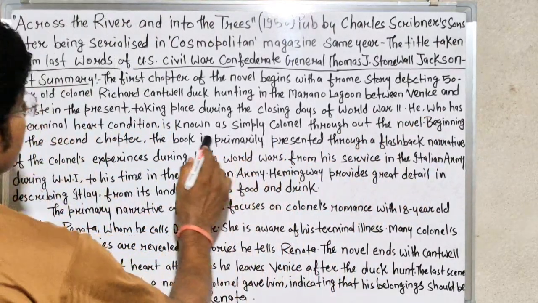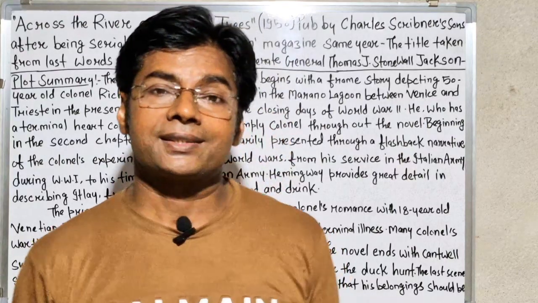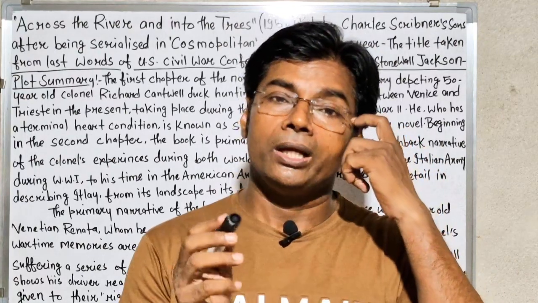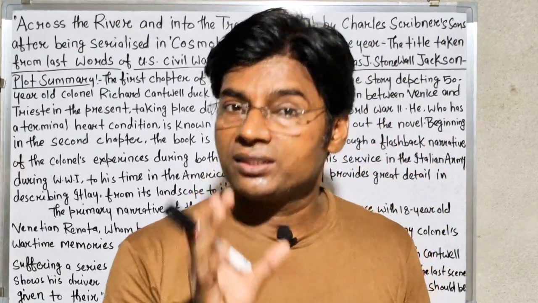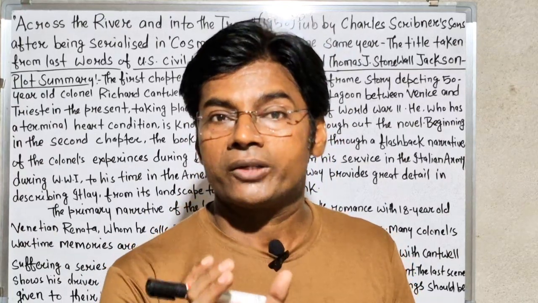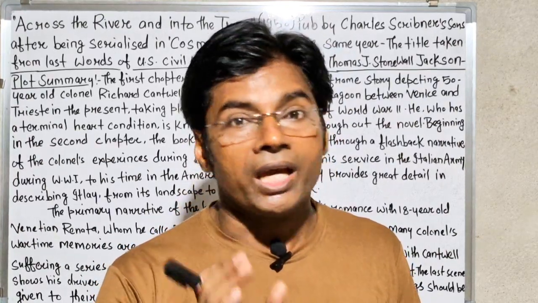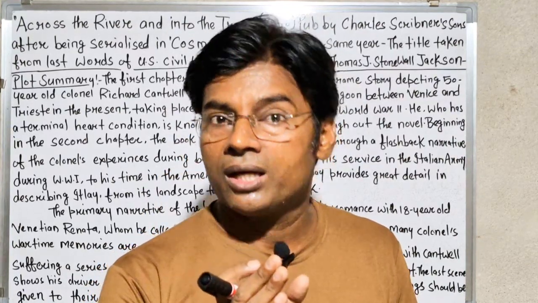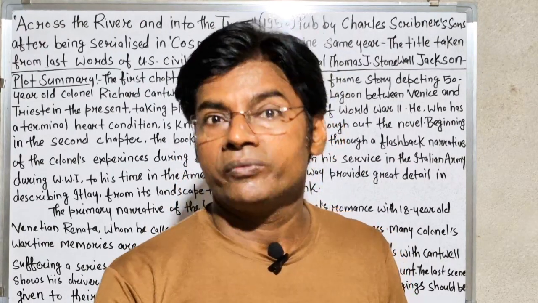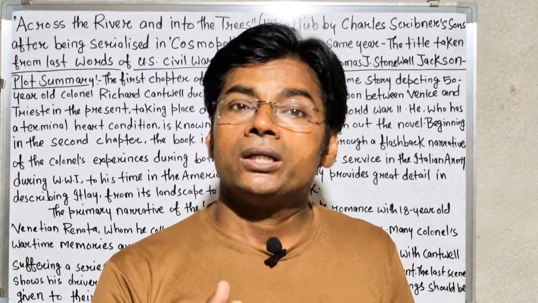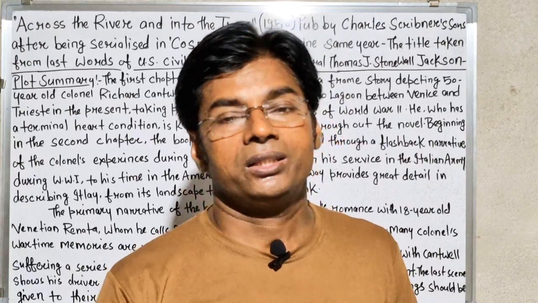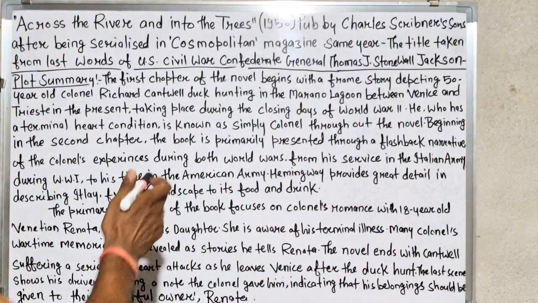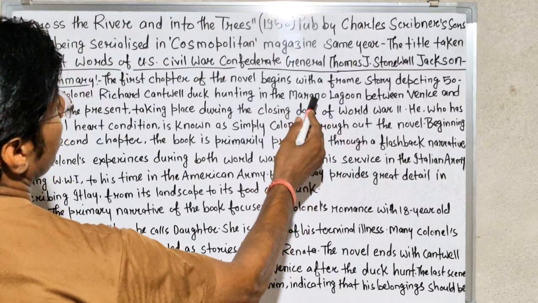And another thing, remember this, throughout the novel he is time and again addressed or known as Colonel. Only the word Colonel is generally used for Mr. Cantwell. Remember that. He's 50 years old, has a terminal heart condition. When the novel opens, we see him on a duck hunting trip between Venice and Trieste in the Marano Lagoon.